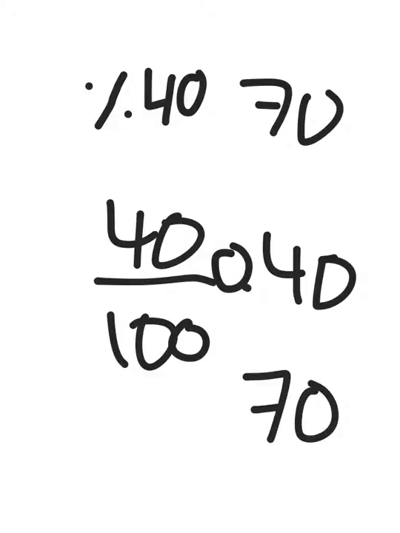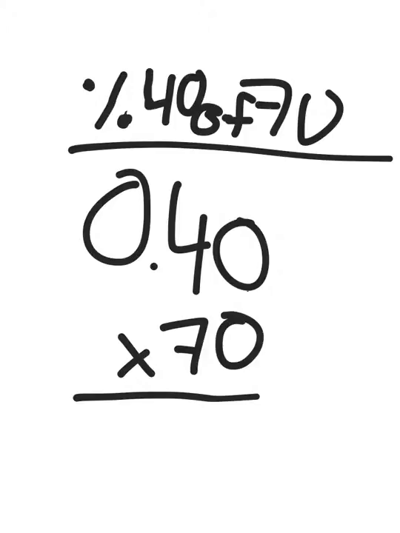So now you've got to find what this is. I'll give you some time to figure it out. So now, you figured out it's 0.4 times 70. If you did it right, you would get 28. Were you following?